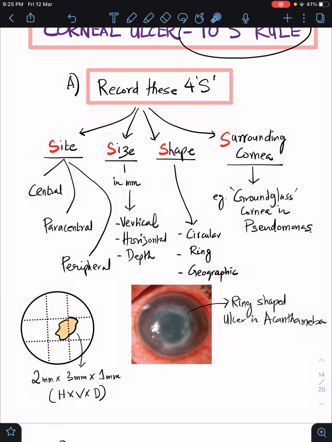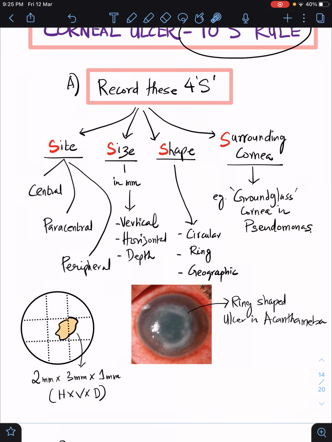Third, assess the shape of the ulcer by staining. Is it circular, is it ring shaped, or is it geographic? Circular ulcers sometimes can be ill-defined or have very blurred margins, very important for bacterial or fungal ulcers. Ring shaped ulcers are characteristic of acanthamoeba. Geographic ulcers are characteristic of viral ulcers or herpetic ulcers.